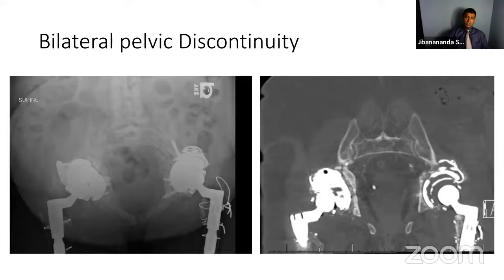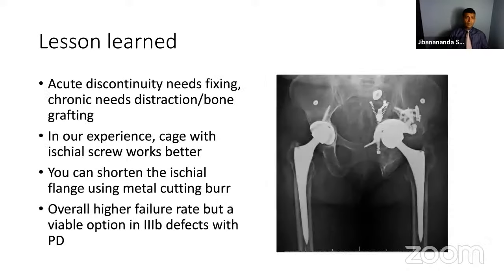Again, mechanically, this did really well. She has no groin pain. And the last CT scan showed some healing of the discontinuity. Overall lesson learned: acute discontinuity needs fixing, chronic discontinuity needs distraction and bone grafting. In our experience, cage with ischial screw works better.